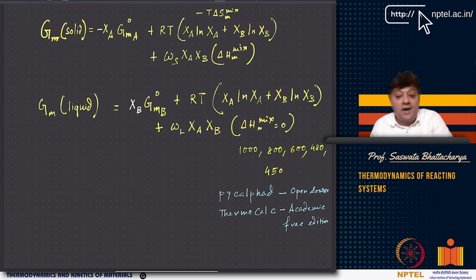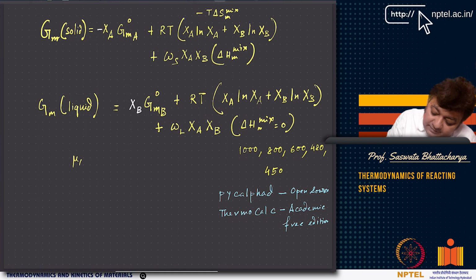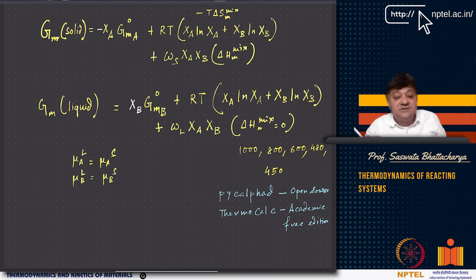Now, there are open source softwares, for example, PyCalphad, which looks at these different models, and basically, looking at the models, it solves for mu A liquid equals mu A solid, and mu B liquid equals mu B solid. So PyCalphad does that at different temperatures, and basically gives you the phase diagram. Similarly, it's called CALPHAD, calculation of phase diagrams, right?